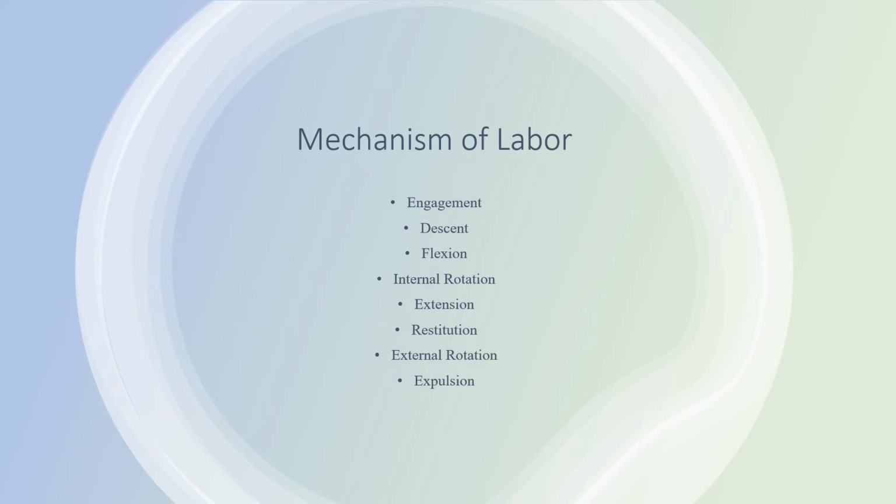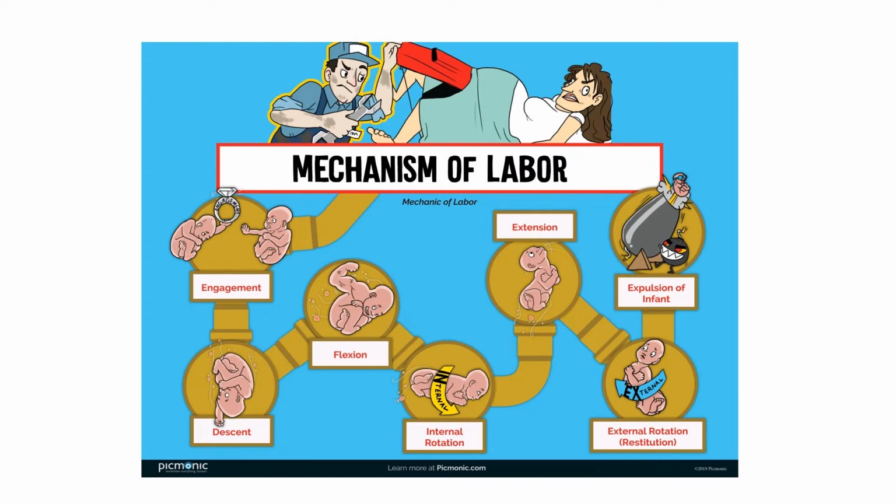So, mechanism of labor. We have basically engagement, you have the descent, flexion, internal rotation, extension, restitution, external rotation, and then expulsion. A lot of different little steps here. I've got a diagram here. There we go. Kind of shows the baby going down the birth canal. This isn't really a birth canal, but it gives you an idea of kind of what's going on.